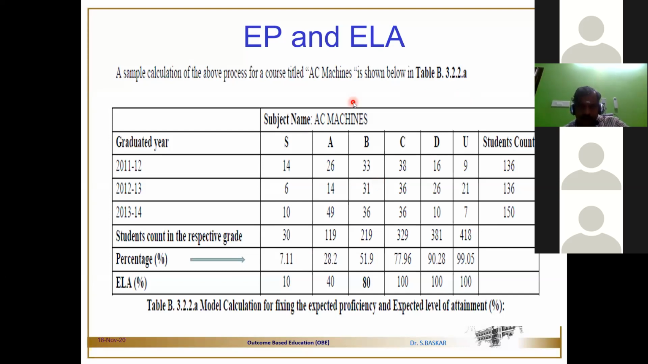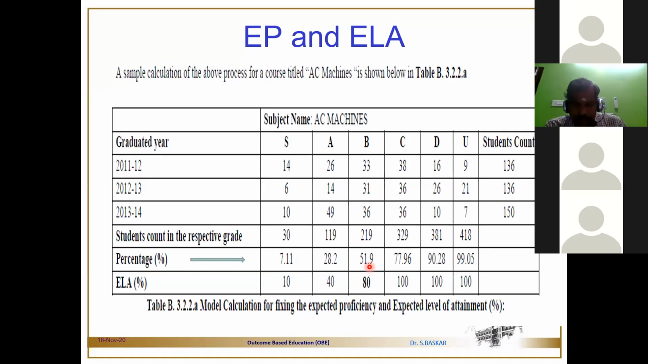If OBE is not implemented also, we can expect the same percentage only, because this is based on the 3 years average. In the 4th year also, if we count the number of students who scored B and above, it will be approximately 50, around 50 only. It's not exactly 50. That is the beauty of averaging. Therefore, we are implementing OBE considering some possible improvement. In our college, we have assumed it is possible to get 50% improvement over the period of 5 or 6 years. In that perspective only, we have assumed 50%.